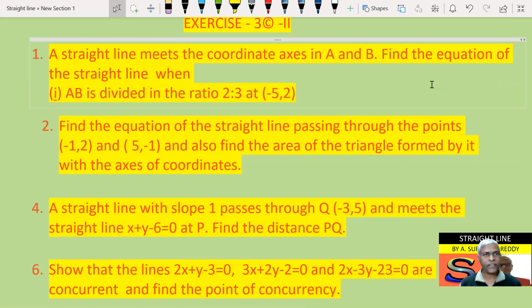A straight line meets the coordinate axis in A and B. Find the equation of straight line when AB is divided in the ratio 2:3 at -5, 2.